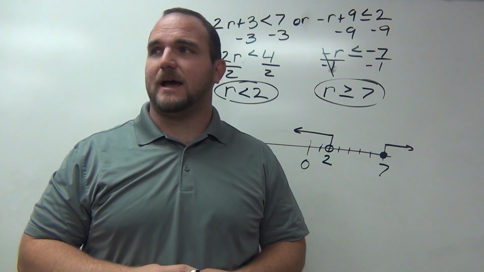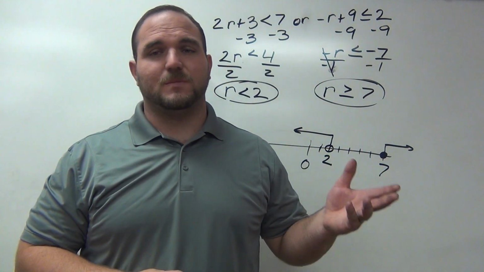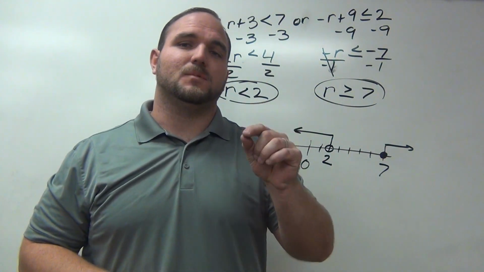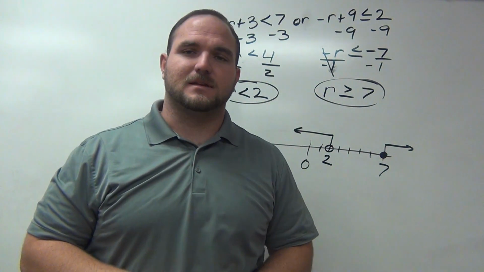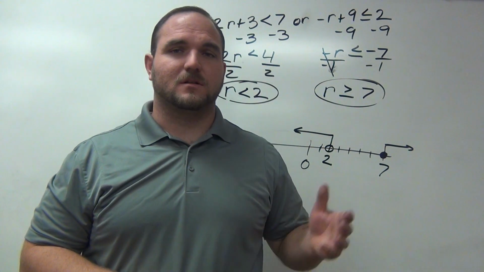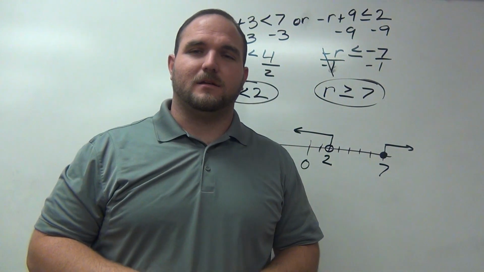And then we also had and, which made it so that the arrows were going towards each other, and you could get a number that could satisfy both of them at the same time. All right, so hopefully that helped you out. This is called a compound inequality, using or.